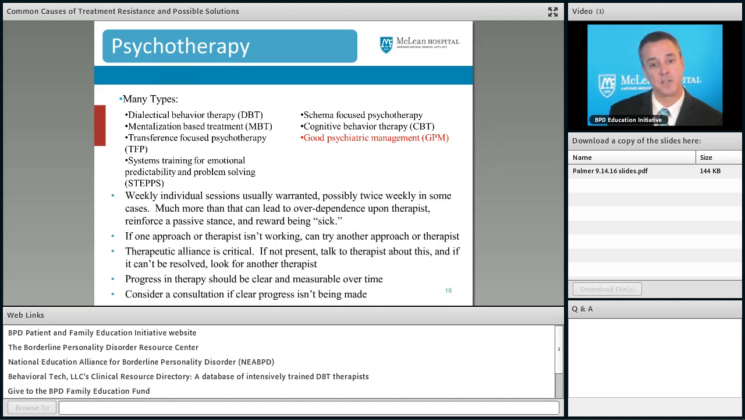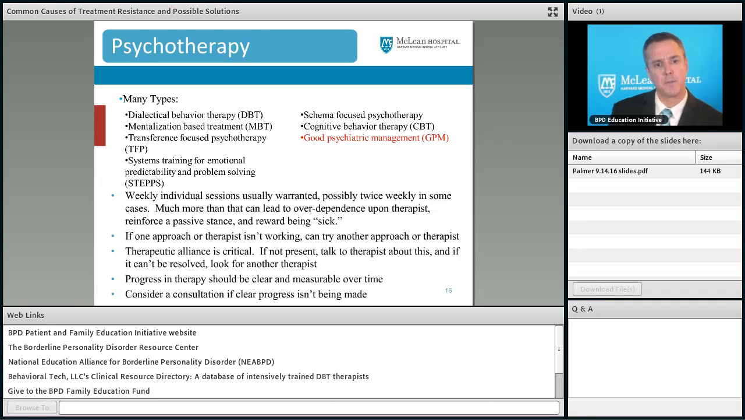The biggest one that I want to talk about is general or good psychiatric management. The reason I point out good psychiatric management is because a lot of people think that you need a specialist treater who specializes in borderline personality disorder and specializes in DBT in order to get effective care. Good psychiatric management is actually for general mental health clinicians: psychiatrists, psychologists, social workers. And GPM has been found to be just as effective as DBT. So it's important to know about all these different treatments and what they have to offer, but I want to point out that you don't need a specialist in order to get better.